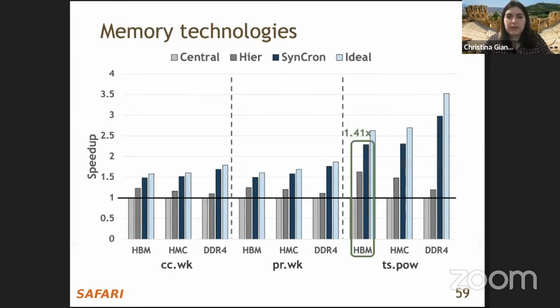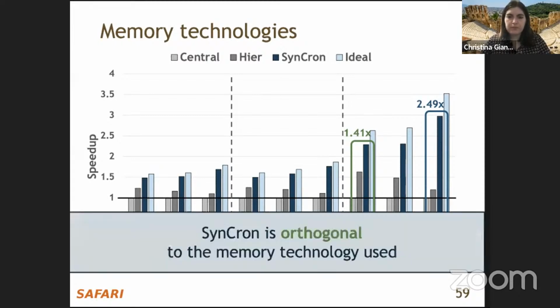And also, we find that if the memory access latency is higher, SynCron's benefits over the prior message passing schemes, over Central and Hier, are even more important, because we avoid accessing main memory, and the main memory has even higher latency access costs. So we provide even higher performance benefits. And overall, we find that SynCron is orthogonal to the memory technology used.